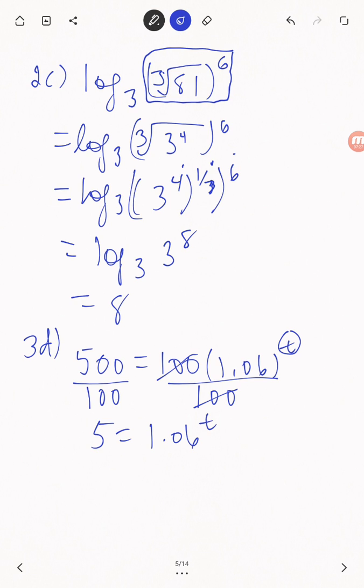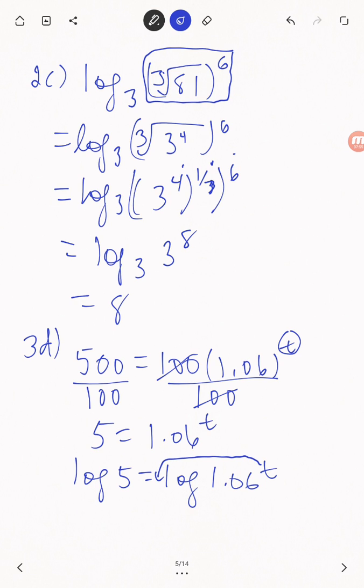You should have discovered by now that if you take the log of both sides of this equation, then it will allow you to apply the power law on this side and bring that exponent t down in front so that it comes out of the exponent and it's multiplied by log 1.06.